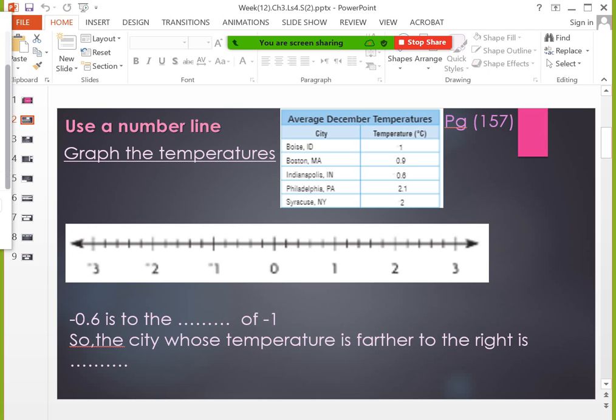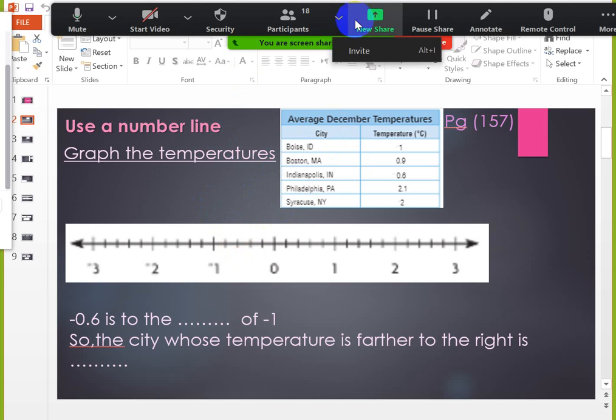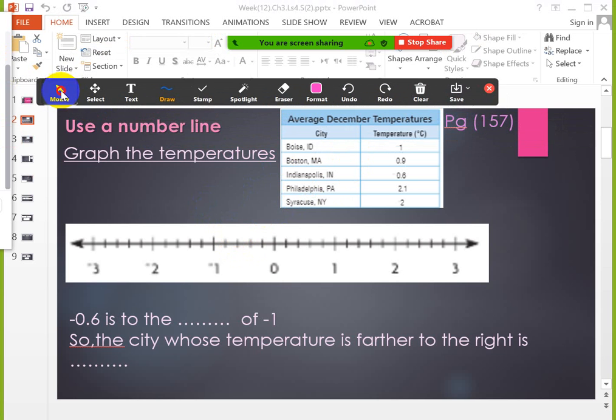So let's take a look at this example on page 157 and graph the temperatures. Those are temperatures, and I want to compare the temperatures in many regions. So let's locate each number on the number line as we learned last lesson, and let's start together.